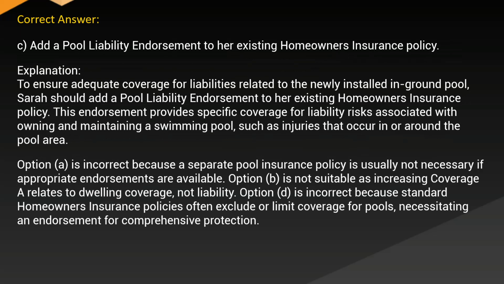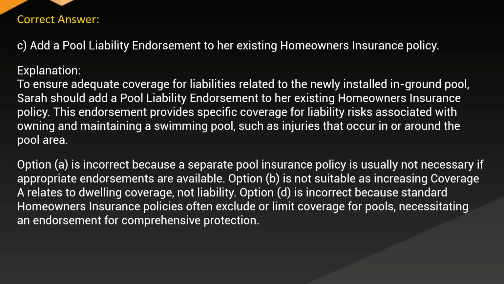Correct answer. C. Add a pool liability endorsement to her existing homeowner's insurance policy. Explanation. To ensure adequate coverage for liabilities related to the newly installed in-ground pool, Sarah should add a pool liability endorsement to her existing homeowner's insurance policy. This endorsement provides specific coverage for liability risks associated with owning and maintaining a swimming pool, such as injuries that occur in or around the pool area.